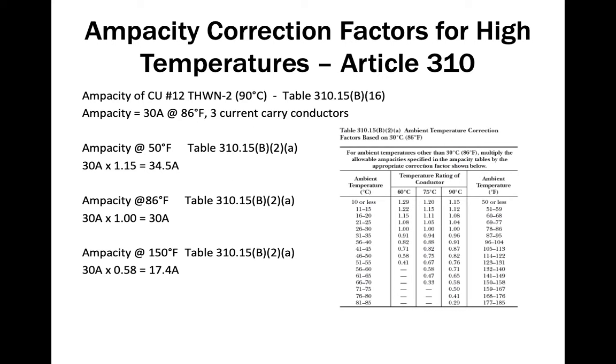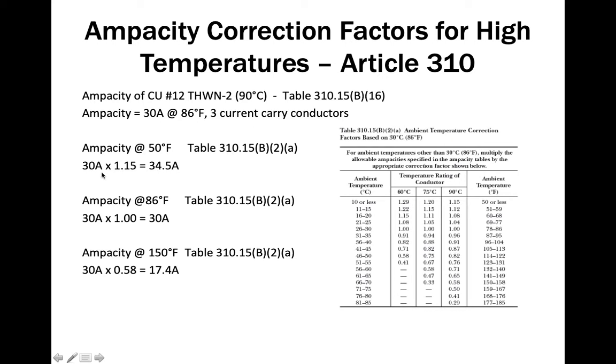Now we're going to change temperature. I'm going to decrease temperature to 50 degrees Fahrenheit. We're going to change the ampacity based upon that temperature. So I'm looking at 310.15(B)(2)(a), which is on the right hand side here. I'm going to run my finger down the Fahrenheit column to 50 degrees. Here it is, right on top. Slide my finger to the left to the 90 degrees C column. And my multiplier, or correction factor, is 1.15.